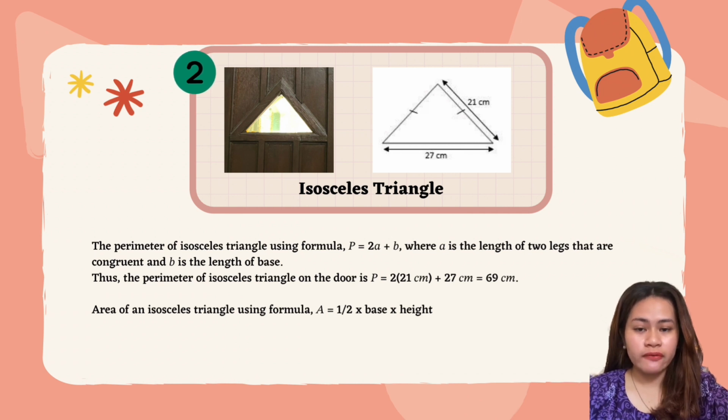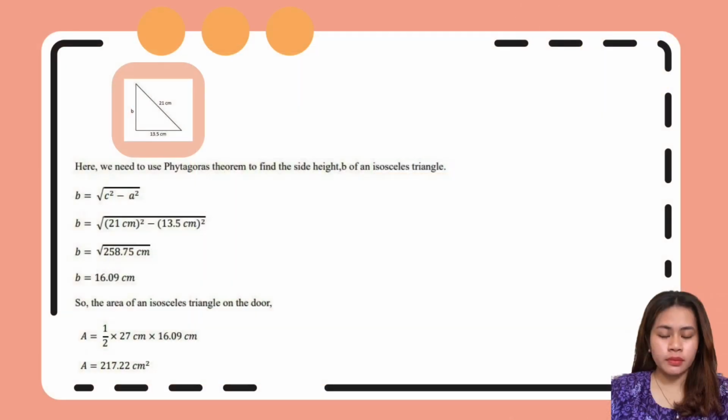While the area of an isosceles triangle using the formula is A equals 1 over 2 times base times height. First, we need to find the height b using the Pythagorean theorem. b is equal to the square root of c squared minus a squared. Then we substitute c equals 21 cm and a equals 13.5 cm. So here we find the length of b is 16.09 cm.